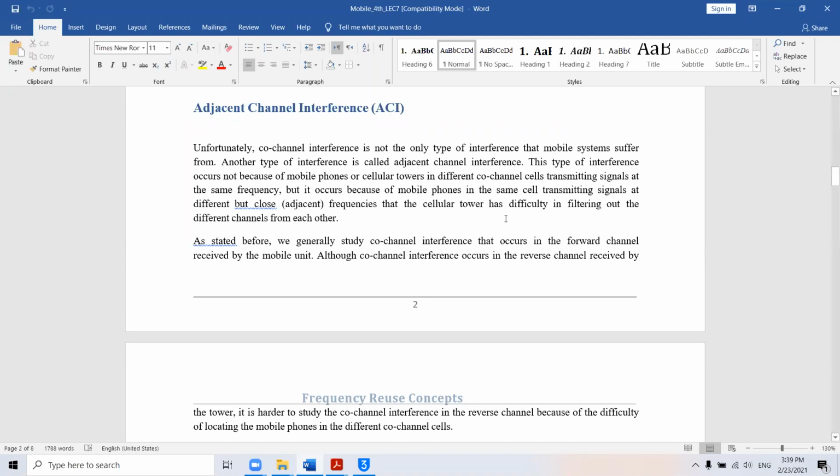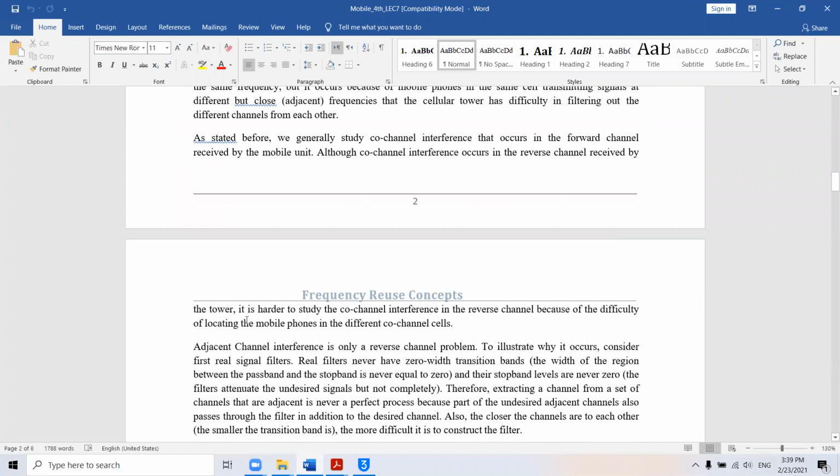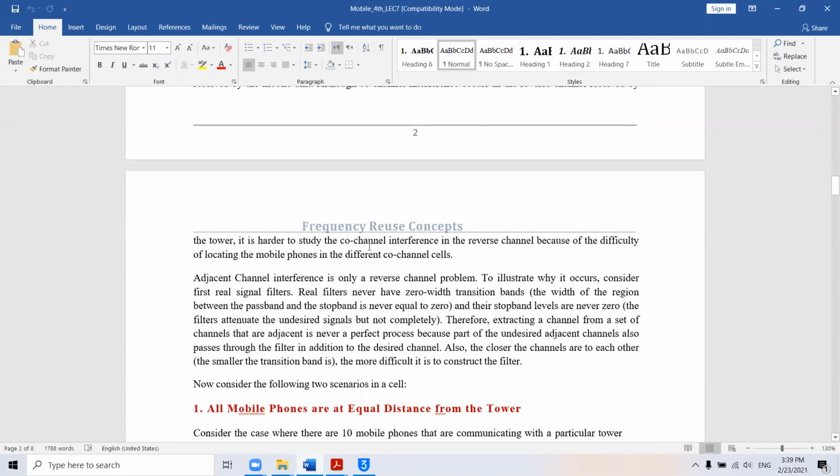Now, we said again, the co-channel interference occurs where? In the forward channel received by the mobile unit. Although co-channel interference occurs in the reverse channel received by the tower, it is harder to study the co-channel interference in the reverse channel because of the difficulty of locating the mobile phones in the different co-channel cells.